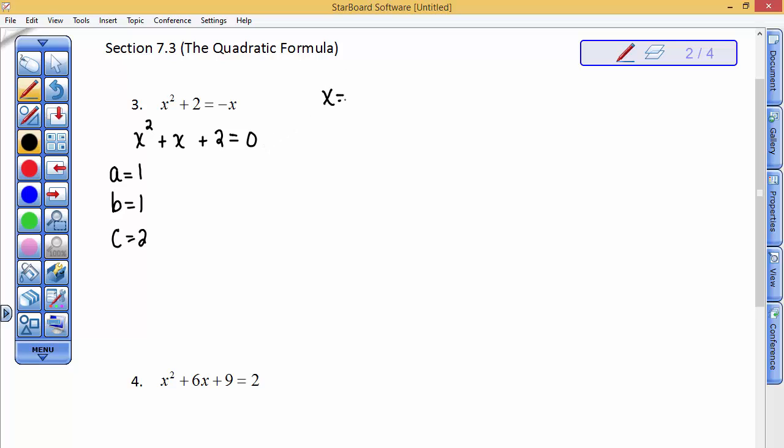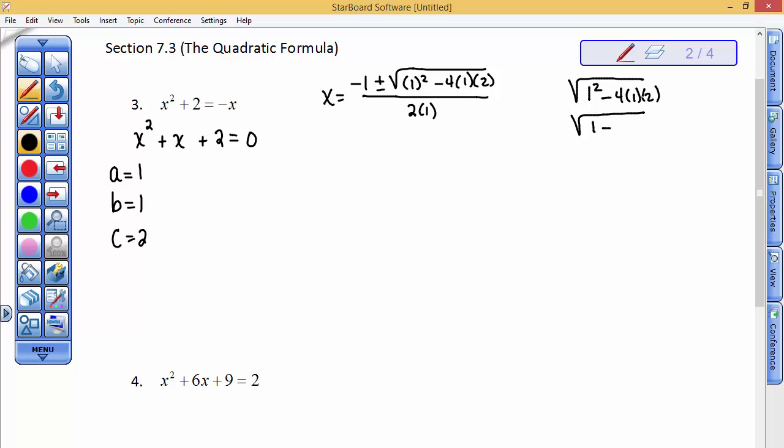Then by the quadratic formula, you take the opposite of the b value. In this case, b is 1, so a negative 1, plus or minus. Then you take your b value and you square it, minus 4 times your a value times your c value, all over 2 times a. Now, see what's under the radical here? It's 1 squared minus 4 times 1 times 2. Well, 1 squared is 1, and 4 times 1 times 2 is 8. And 1 minus 8 is a negative 7. So you'd have a negative 1 plus or minus the square root of a negative 7 over 2.